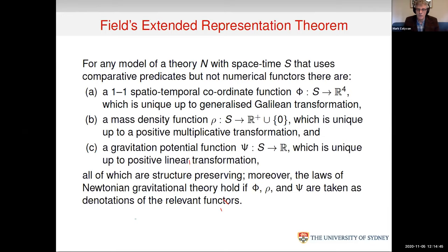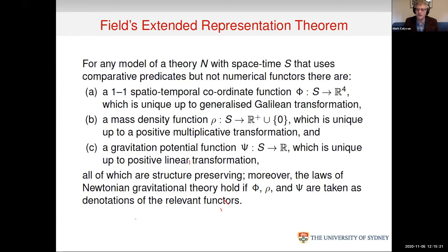And what Hartree does here is just use this Hilbert trick again. So instead of talking about the gravitational potential at a point being such and such, you compare points with respect to their gravitational potential. So you can say things like, the gravitational potential at some point is greater than it is at some other point, but you don't have to actually talk about the figure. So you don't need a mass density function or a gravitational potential function. You just do it with these comparative predicates.